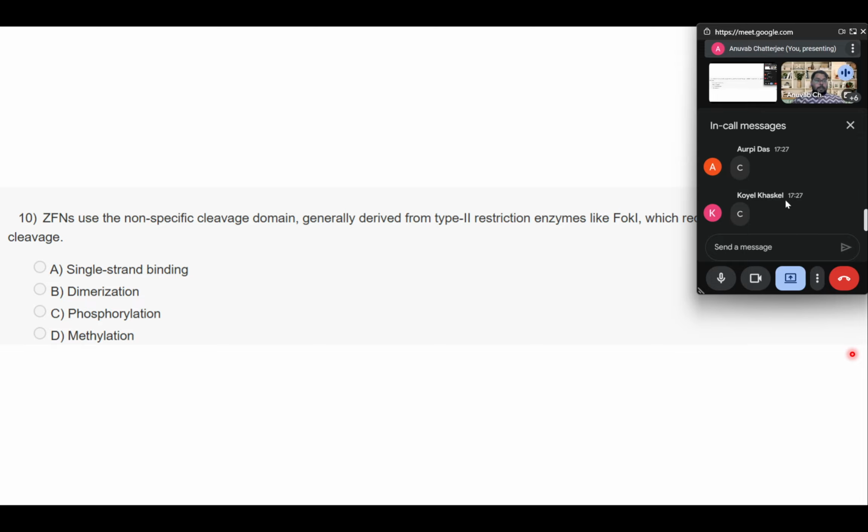Anyone wants to take a guess? So in case of ZFNs, the non-specific cleavage domain, which is made out of enzymes such as FOK1, require what for cleavage? Single-stranded binding, dimerization, phosphorylation or methylation.